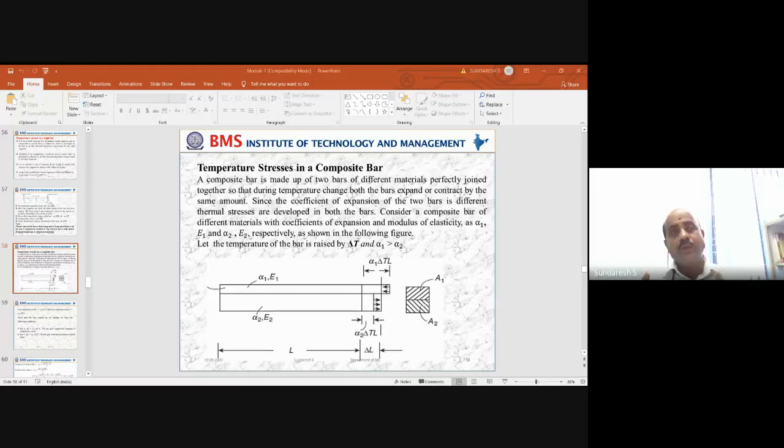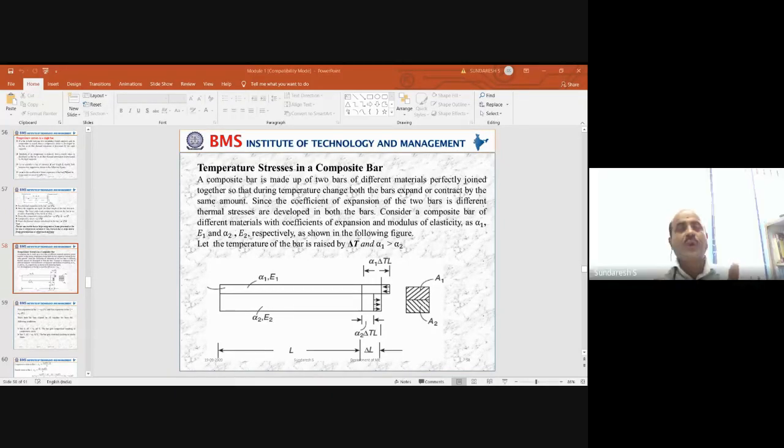So now what we do is we will combine both the materials, or both the bars. We will combine them in such a way that the total amount of free expansion both the materials will undergo will remain constant. We will fix them in such a way.